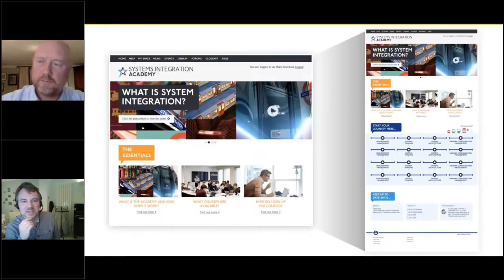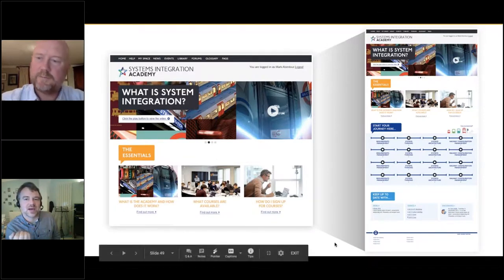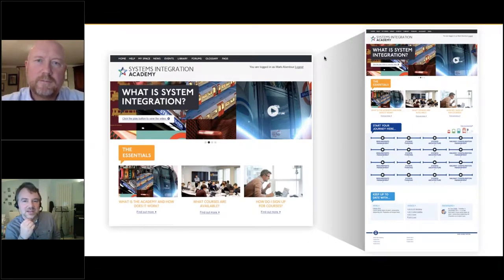So we can see some examples of this. Here's a systems integration academy. You can see a lot of these principles here, drawing people to the 3 top start here, high value items. But also down the bottom, you can see there's keeping up to date, making sure that people are absolutely clear that this is a place where there are current events and current news happening. It's not the type of experience where I visit it once and then I never have to come back.